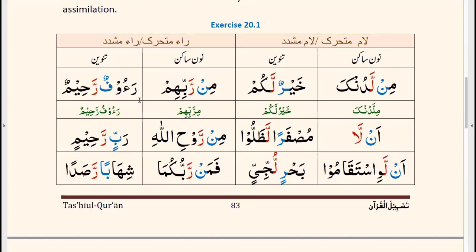Furra. Very nice. Ra'u furra. Himun. Ra'ufur rahimun. Very nicely recited. Jazakumullah and Allah Hafiz.